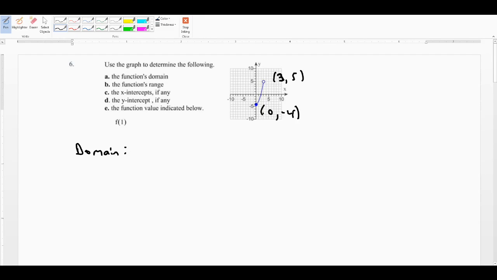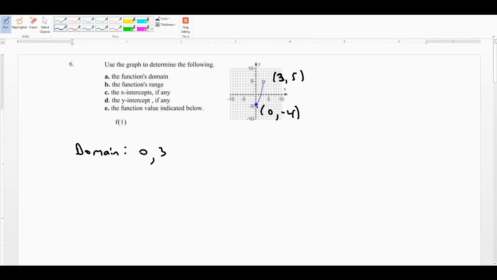So once again, domain are the x values. How far left, how far right does it go? What's the farthest left x value and what's the farthest right x value? So if we look at the curve, it's going to this x value, and this x value is 0. And it goes to the right to this point almost, and that point has the x value of 3.